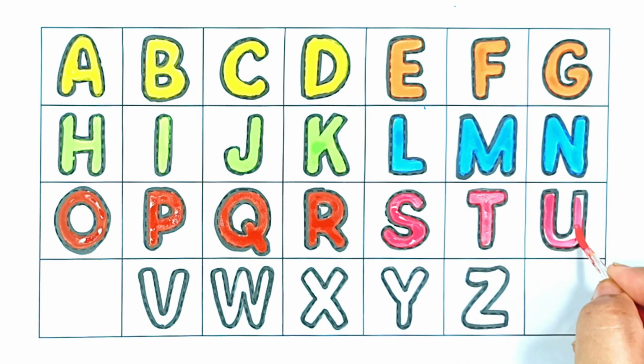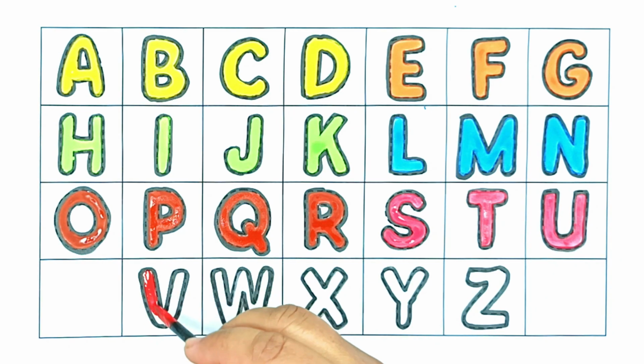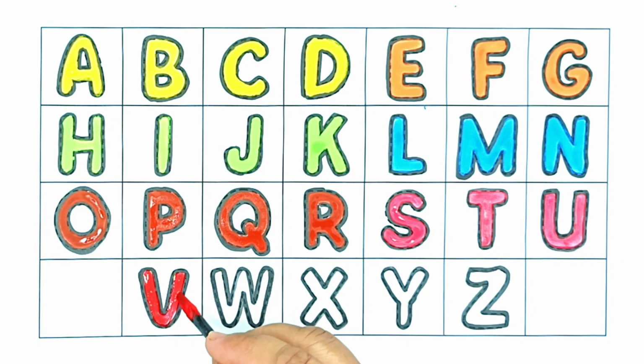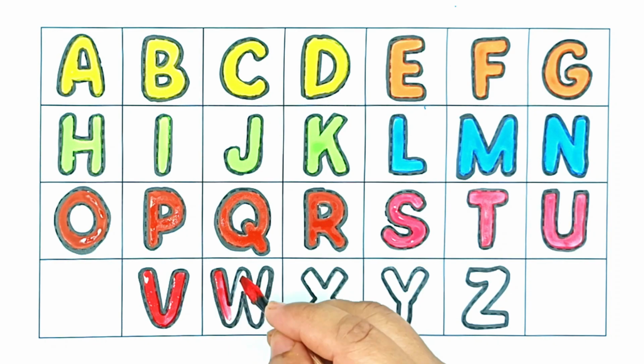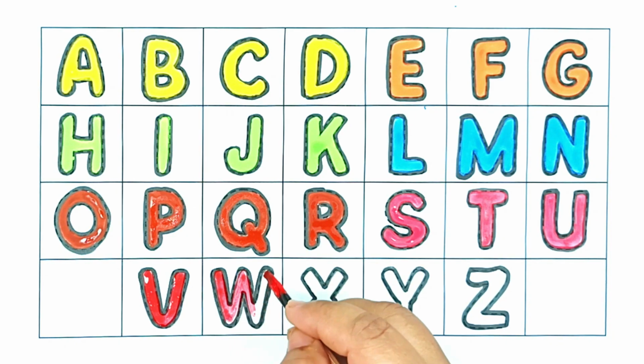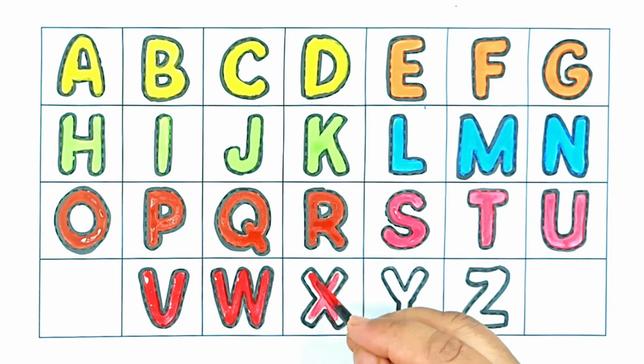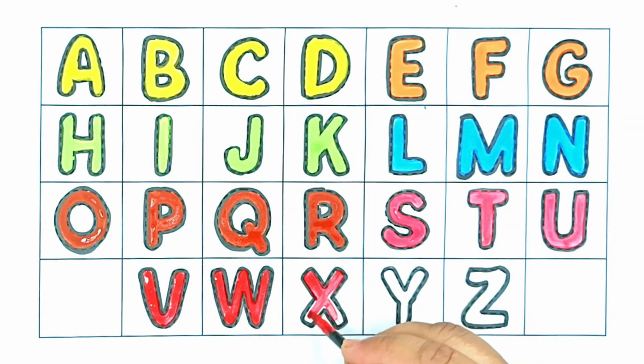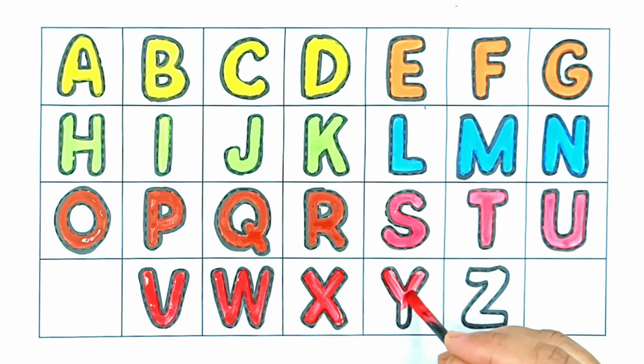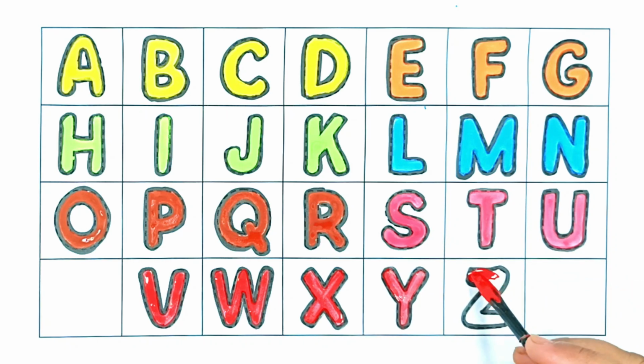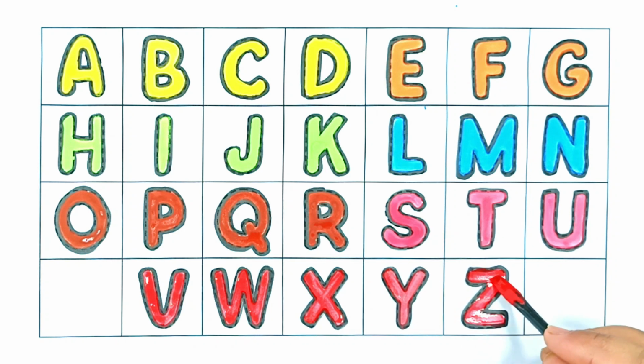U for umbrella, U for umbrella. V for van, V for van. W for watch, W for watch. X for xylophone, X for xylophone. Y for yacht, Y for yacht. Z for zebra, Z for zebra.